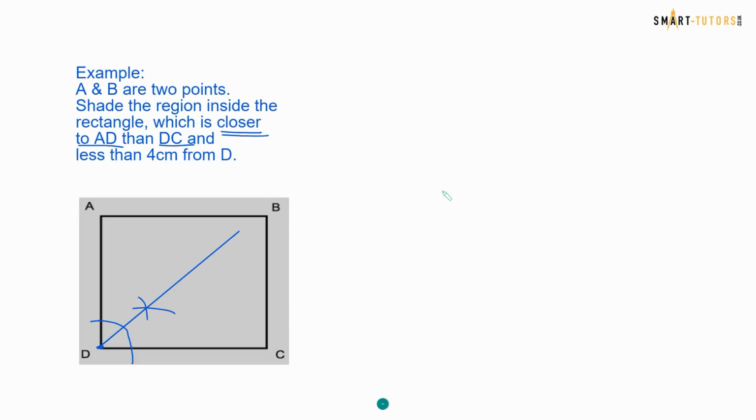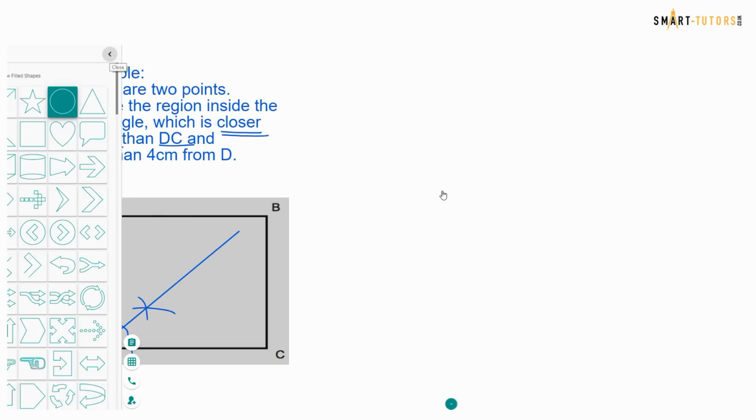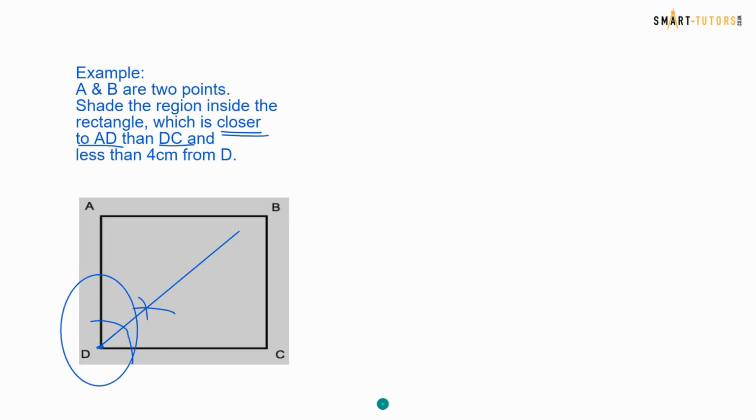And the next one, it's less than 4 centimeter from D. So less than 4 centimeter means, so let me see any points here. One second. So I'm going to draw a circle here. That is the 4 centimeter radius circle. So from this circle, from D, any points in this section are going to comply with these 2 conditions. The first condition is closer to AD than DC and less than 4 centimeter from D. Less than 4 centimeter from D means this is the region. So this is the area.